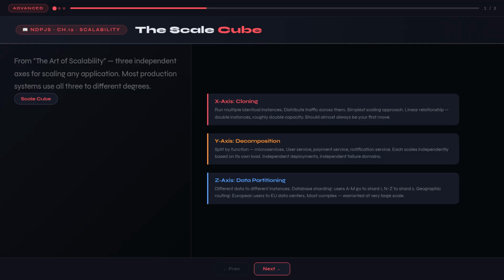Every architectural decision you made when traffic was small has consequences at scale. The good news is that scaling is a well-understood engineering discipline with a clear conceptual framework. The bad news is that naive scaling decisions create new problems faster than they solve old ones.